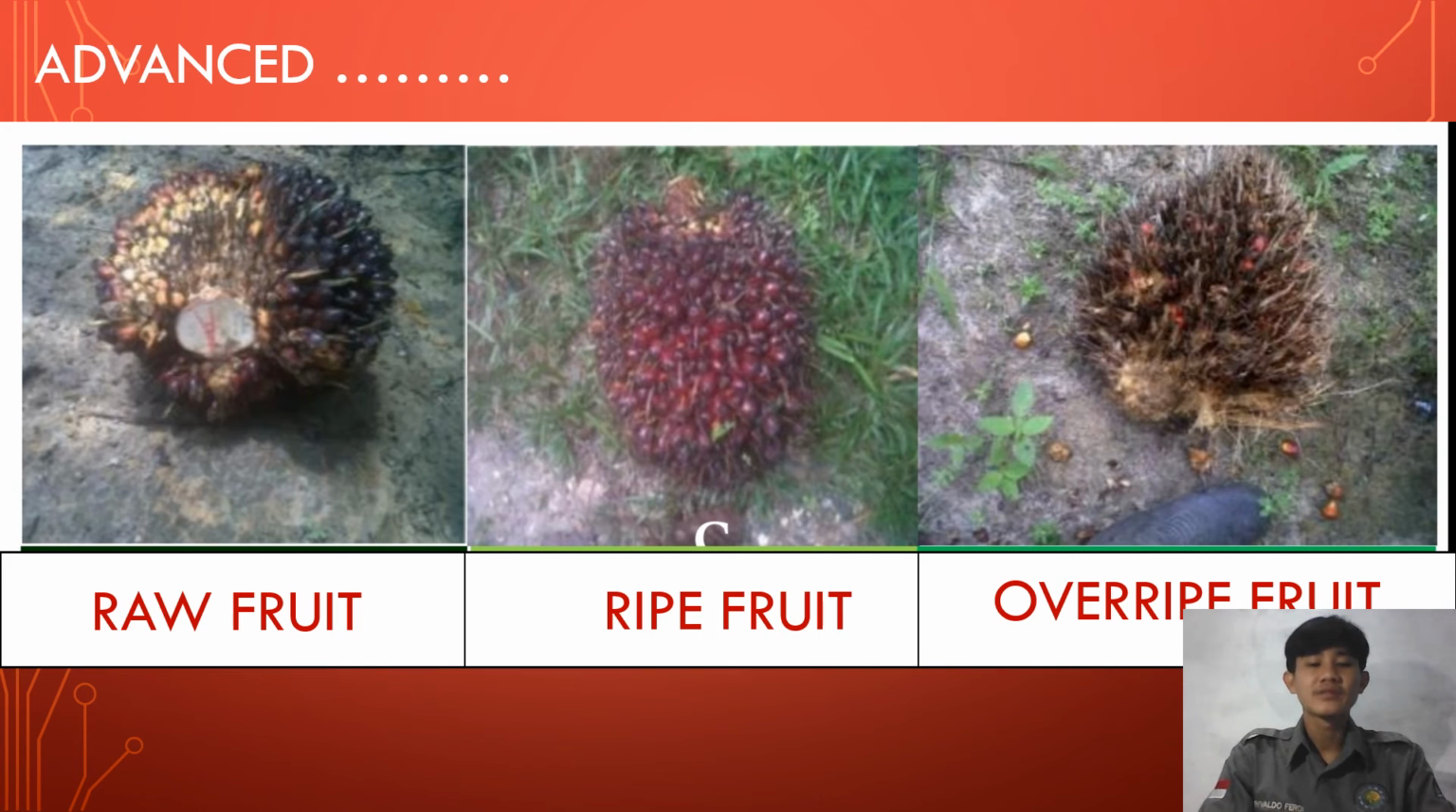Here's an example image of the fruit mentioned earlier. Number 1 is raw fruit, number 2 is ripe fruit, and number 3 is overripe fruit.